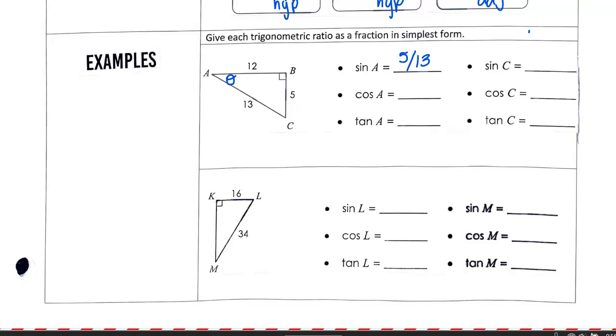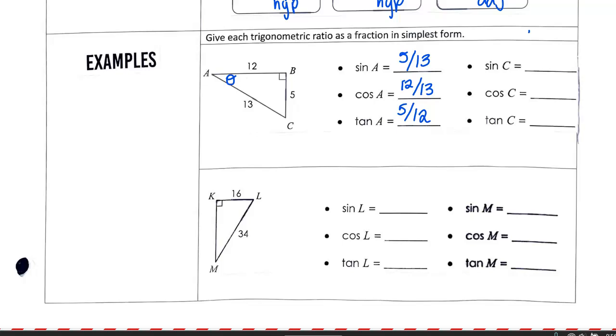Now let's find cosine of A. Remember that cosine is CAH, adjacent over hypotenuse, so the adjacent leg is 12, and our hypotenuse is 13. We always see if we can simplify our ratio. We can't here, so we leave it. Tangent of A then is going to be our TOA, opposite over adjacent, so it's our opposite leg, which is 5, over our adjacent leg, which is 12.